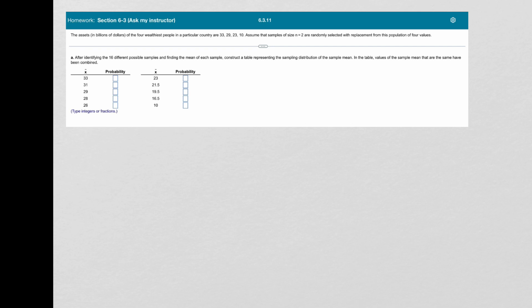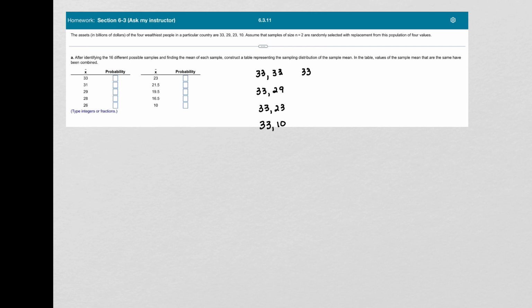So our samples were, let's see, first value is 33, so we could have 33 and 33. Then we have 33 and 29, 33 and 23, and finally 33 and 10 for the samples that start with 33. So if we find the sample means for each of those, they're going to be 33, 33 and 33. We add them and divide by 2, we get 33.